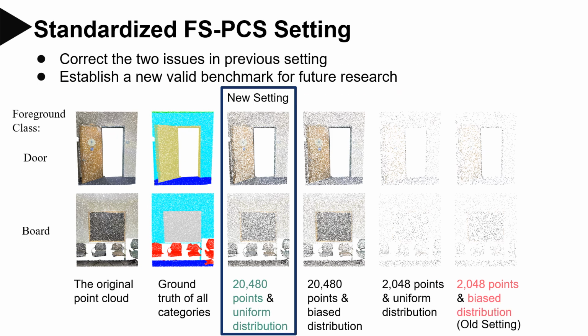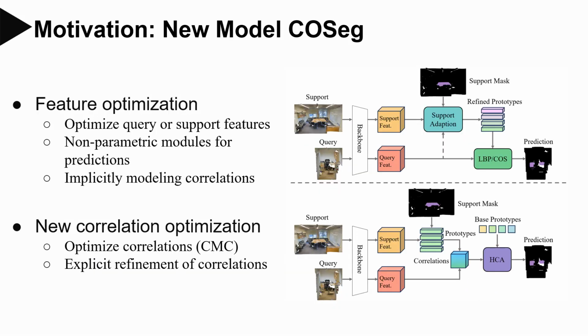To address these issues, we propose a standardized FS-PCS setting where we increase the number of input points tenfold to 20,480 and eliminate the foreground leakage through uniform sampling. It provides clearer scene representations and uniform distributions, aligning the task more closely with real-world scenarios. We further introduce a novel model named COSeg.